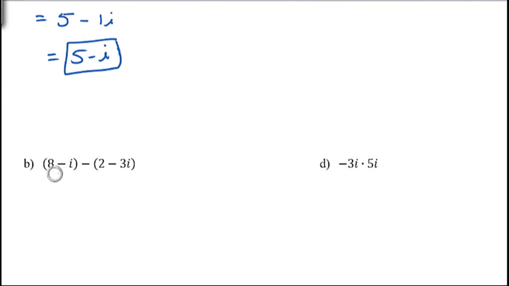In our next example, 8 minus i minus the quantity 2 minus 3i. So again, we're treating the i just like it's a variable. If i were a variable, we would distribute this negative sign. And that gives us 8 minus i minus 2 plus 3i. And then combining like terms, 8 minus 2 is 6. And -1 plus 3i is plus 2i.